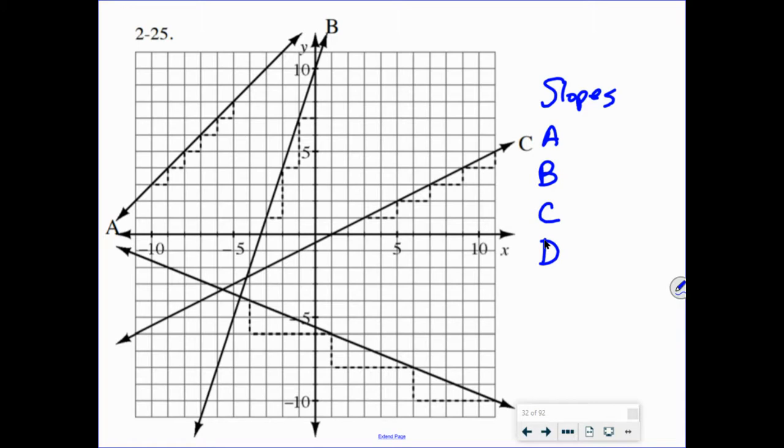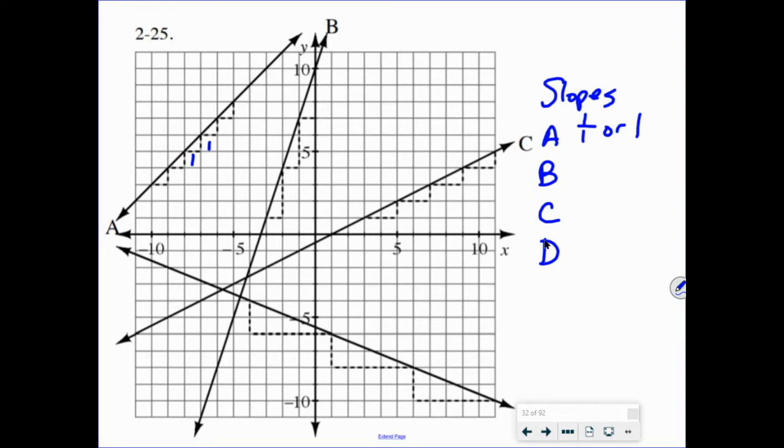Okay, you paused the video? Did you really? Okay, I hope so. And you got it. Well, let's see. What'd you get for line A? For line A, if I put the values here, I notice I'm going a run, or a change in x, of 1 and a rise of 1. So the slope there would be 1 over 1, or just 1.